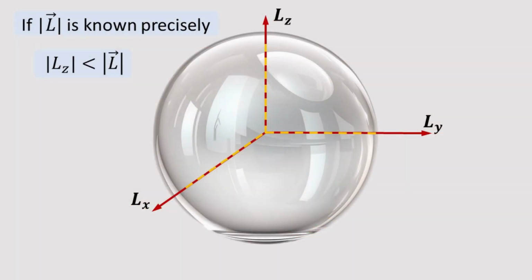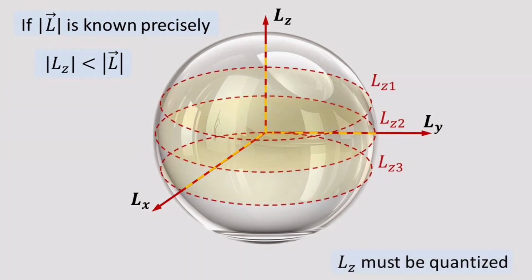Now consider again that L and Lz are precisely determined, where the sphere depicts the phase space of all possible L. The quantization of Lz would then further limit the 2D phase space for these simultaneous observations to be circular contours as shown.